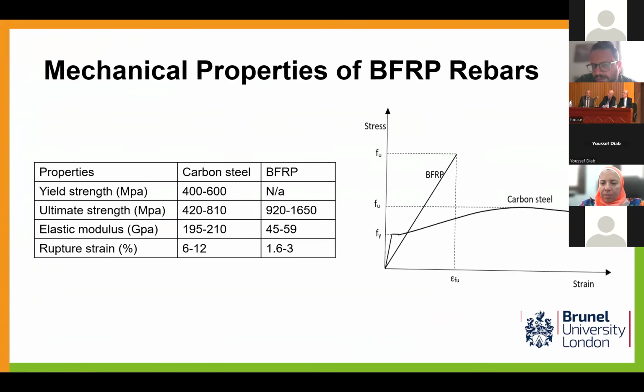This one is for steel. This is for carbon steel and this is for BFRP. There will be no elongation, no ductility. There's no ductility for BFRP. It's basically elastic up to failure.